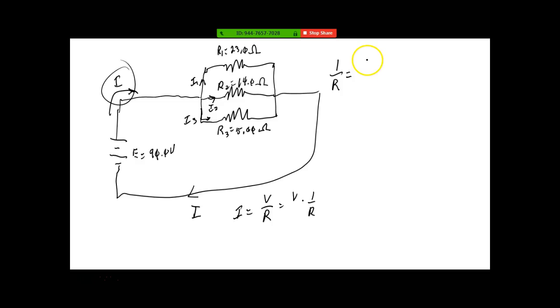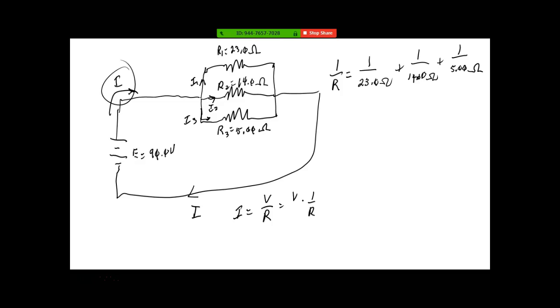Help me. 1 over 23.0 ohms plus 1 over 14.0 ohms plus 1 over 5.00 ohms. Okay? This time we're going to use that same little strategy we used before, our reciprocal keys.